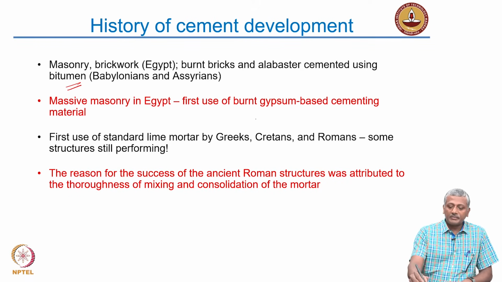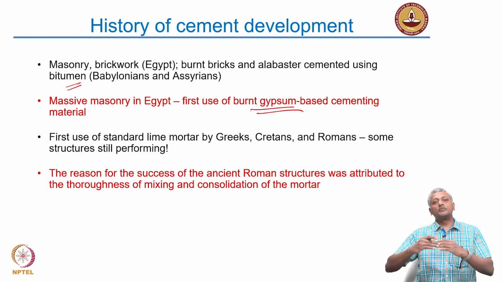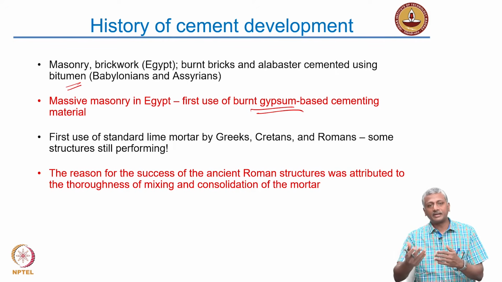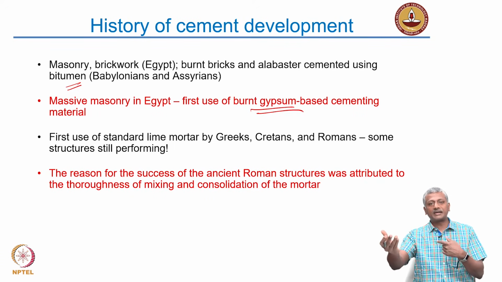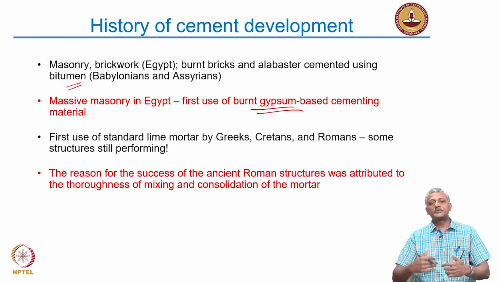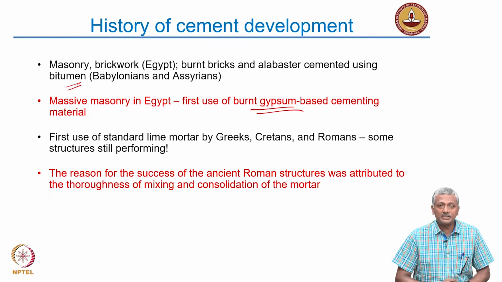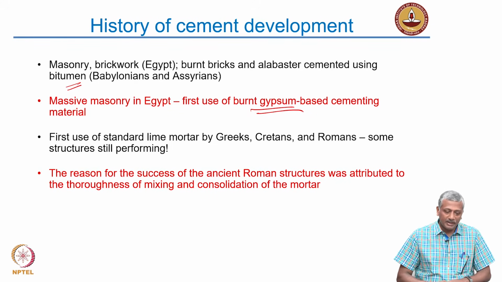Then of course, burnt gypsum based cementing material was used in Egypt. So, when you burn gypsum or heat gypsum beyond 100 degrees Celsius, what happens? It converts to hemihydrate and then to anhydrite. Hemihydrate is commonly known as plaster of Paris. When you mix water back with anhydrite or hemihydrate, it converts back to gypsum and starts gaining some strength. So, in massive masonry in Egypt, there is some evidence of the use of burnt gypsum based binding materials.